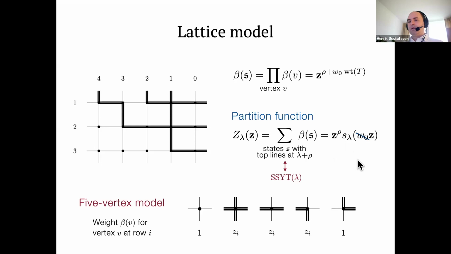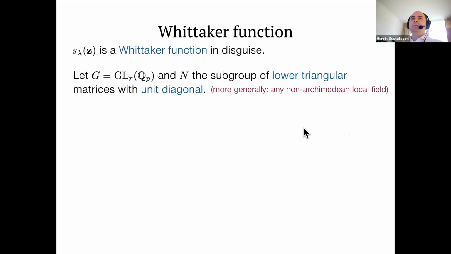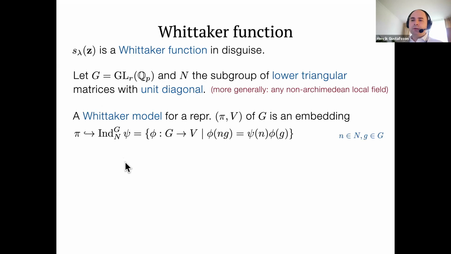So how do Whittaker functions fit into this picture? Well, it turns out that the Schur polynomials are Whittaker functions in disguise. To see this, let me first give a definition of these Whittaker functions. So we let G be GL_r of the p-adic numbers, and N be the subgroup of the lower triangular matrices with unit diagonal. A Whittaker model for a representation pi is then an embedding into this induced representation of a non-degenerate character psi on N to G. This means that the elements phi, which are the Whittaker functions, are functions on G transforming in this certain way when we multiply by an N here.